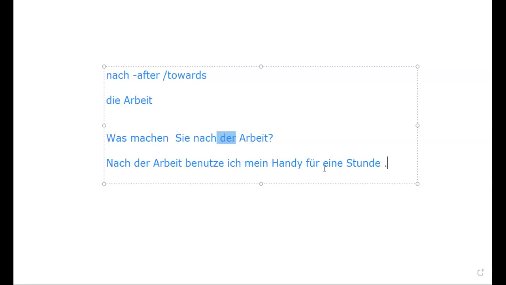Okay, after the work, I use my phone. So I'm giving the priority to the situation after the work, so I'm placing it in the first position of the sentence, but the verb in second position, then the subject. Or you can also make the sentence like this: Ich benutze.